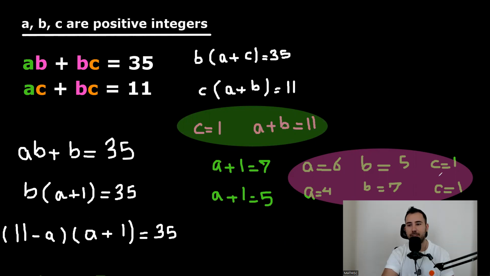So the first solution definitely works. A is 4, B is 7, so AB is 28. BC is 7, definitely works. So the other case, AC is 4, BC is again 7. So there you go. We have our solutions here. These are the final solutions.